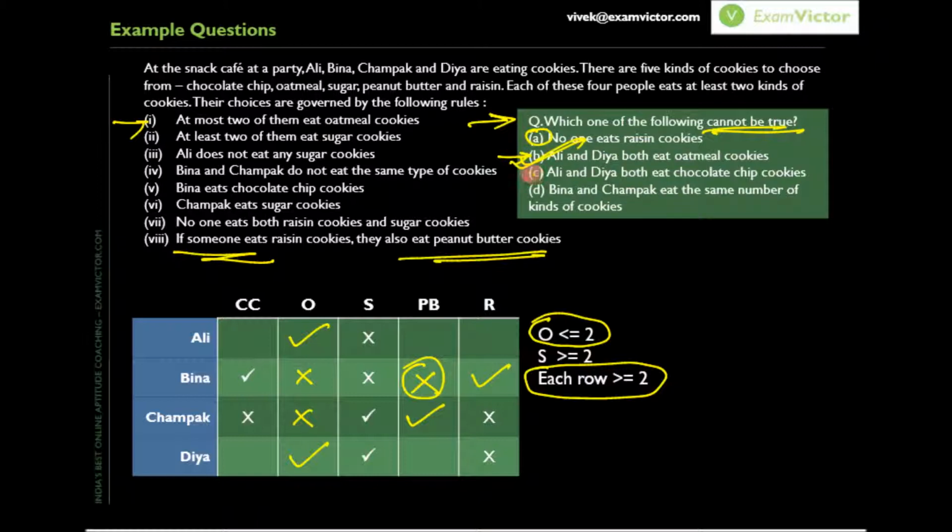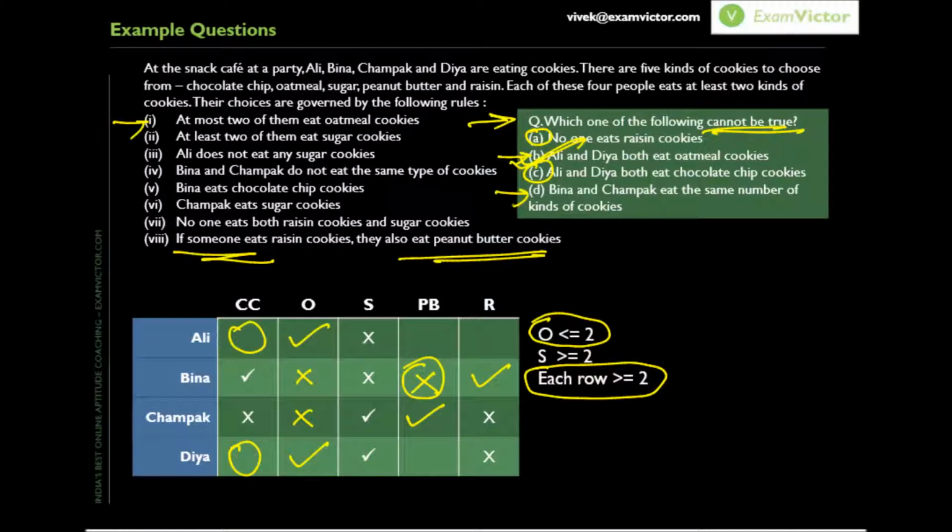To be sure, let's look at C and D also. C is saying Ali and Diya both eat chocolate chip cookies. There's nothing wrong with that. If this was a tick or a cross, it doesn't affect the rest of the board, right? There is no condition on the chocolate chip column, and no condition gets violated with either of these rows. So C is still possible. We don't know. It may be happening, may not be happening. How about option D?